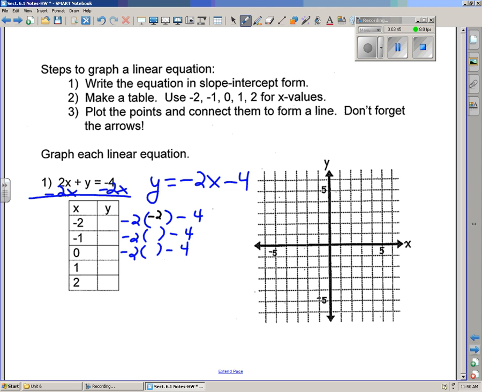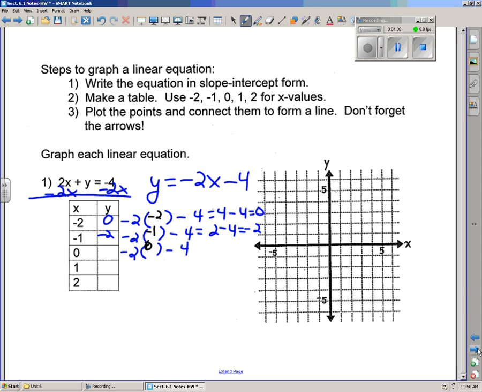You're going to plug in -2 for the first one, do the math, and you're going to get 4 minus 4, which is 0. And then the next x value gets plugged into the x, and you do the math, and you get 2 take away 4, which is -2. And then the next x value gets plugged in for the x, 0.